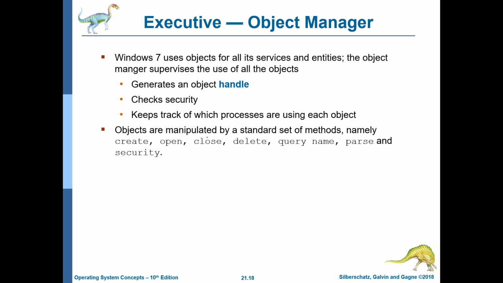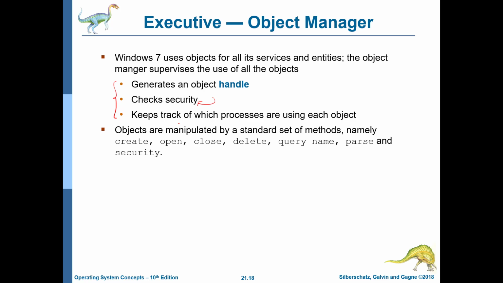Windows 7, as we have discussed, uses the term objects for all of its services and entities. We have an object manager which is generic, in the sense it generates an object handle regardless of the type of the object. It checks security, in the sense it checks if, let's say, the requester has adequate credentials and the permission to access the object. And it keeps track of which processes are actually working on the object, in the sense that if the object is deallocated or deleted, which processes will get affected. So this information is there with the kernel.